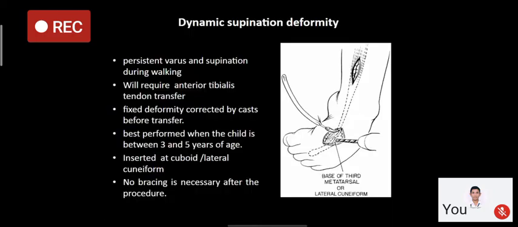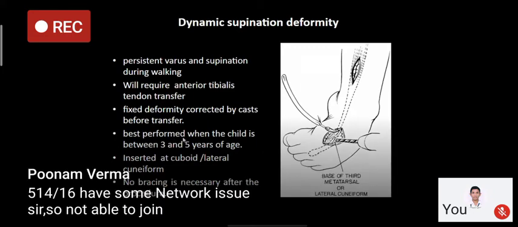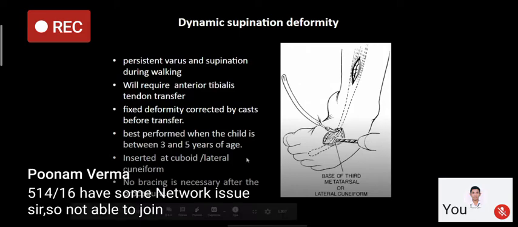As already told, if the deformity is dynamic, that is persistent varus and supination during walking, that will require tibialis anterior tendon transfer. This is the tendon transfer. This is performed in a child of 3 to 5 years of age. This is also a question in entrance exams.